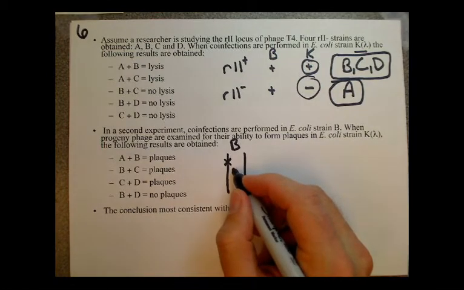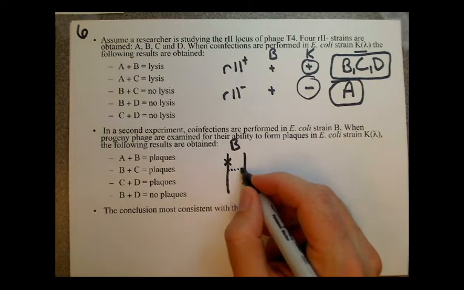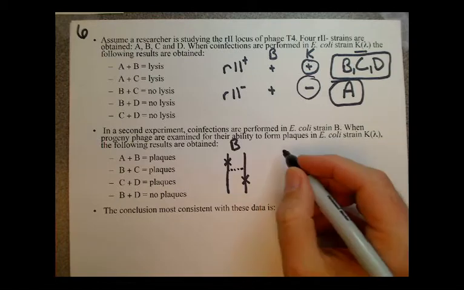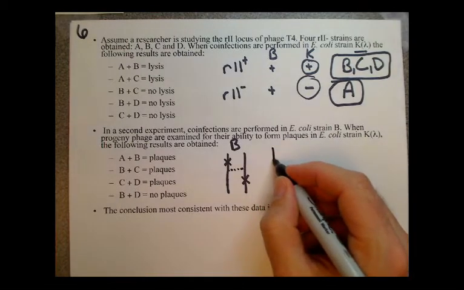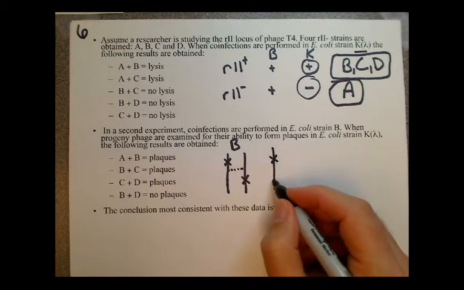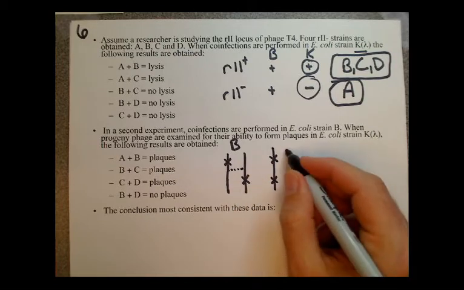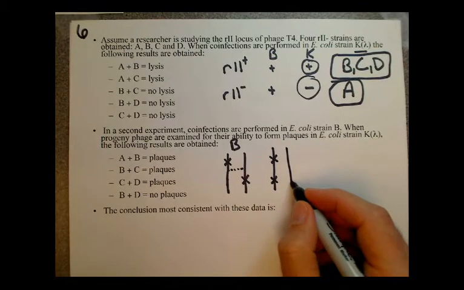And while they're growing, there's a chance for recombination to occur between these two chromosomes. And if it does, then what you end up with is a chromosome that has both mutations, or a wild-type sequence.